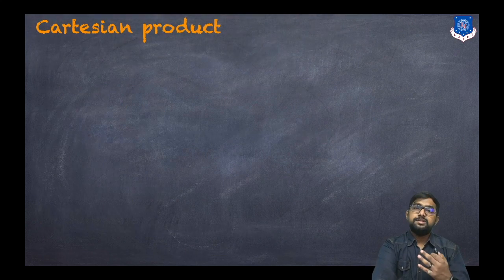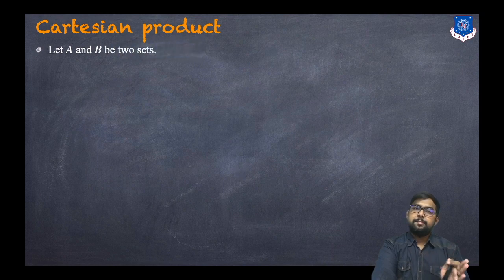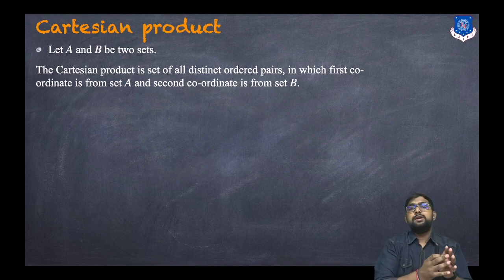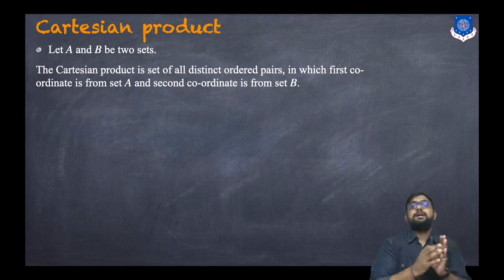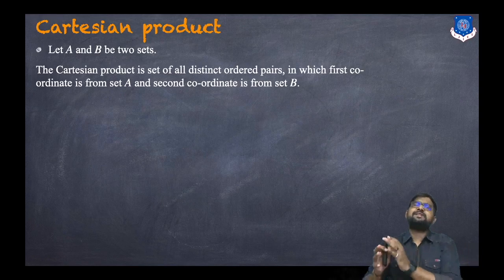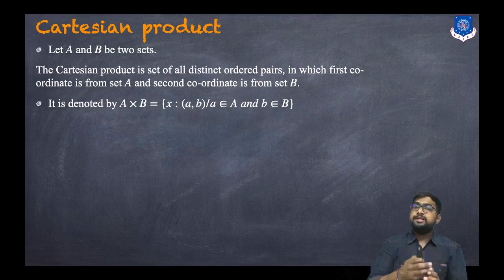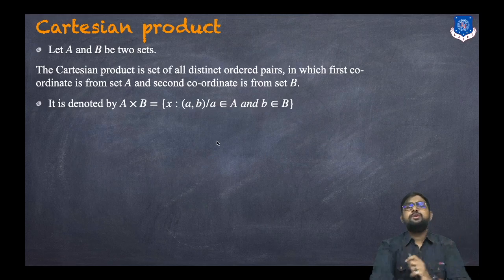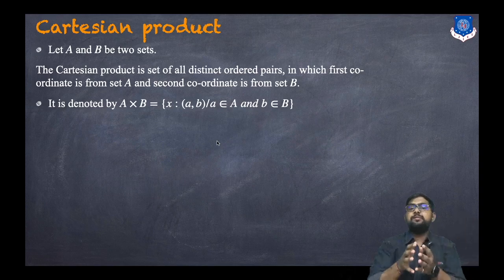Now what is a Cartesian product? Let capital A and capital B be two sets. The Cartesian product is the set of all distinct ordered pairs in which the first coordinate is from set A, the first set, and the second coordinate is from set B, the second set. It is denoted by A cross B, and it is defined as the set of all ordered pairs (a, b) such that a belongs to A and b belongs to B. Just collect all those elements in which the first element comes from the first set and the second element comes from the second set.